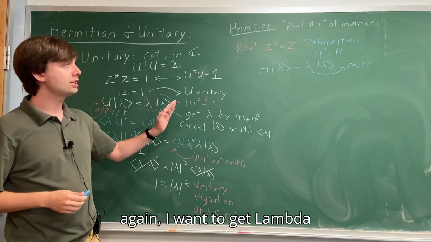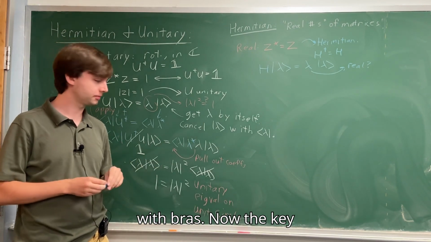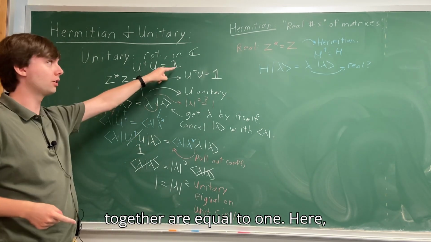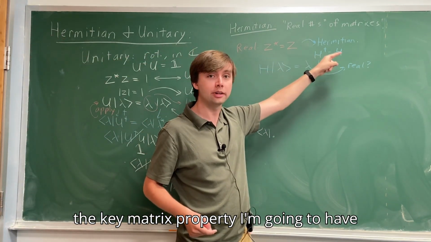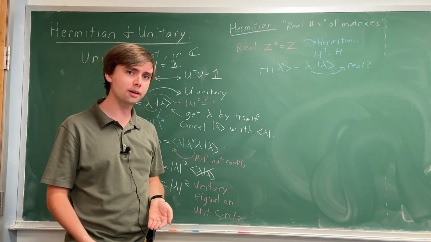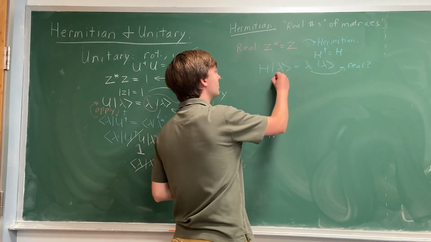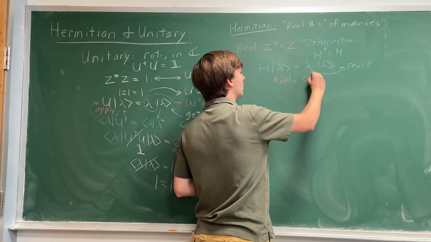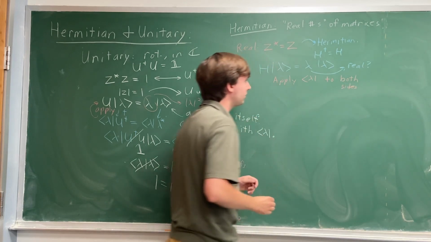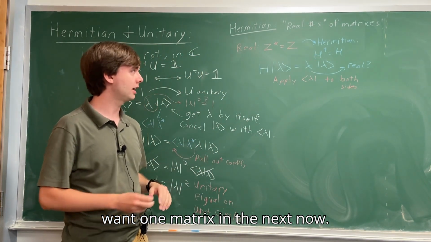Now again, I want to get lambda by itself. I want to clear out the other vectors here. So I'm going to take them with bras. Now the key matrix property I used over here was the fact that u dagger and u put together are equal to 1. Here, the key matrix property I'm going to have to use is that this matrix is equal to its own dagger. So rather than trying to throw in something extra, I am just going to keep one matrix in the mix. And I'm going to hit both sides with the bra of the vector. Later, we're going to want to connect this to h dagger, but we're just going to want one matrix in the mix now.